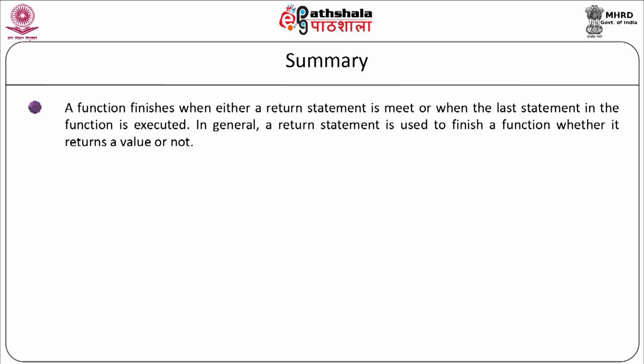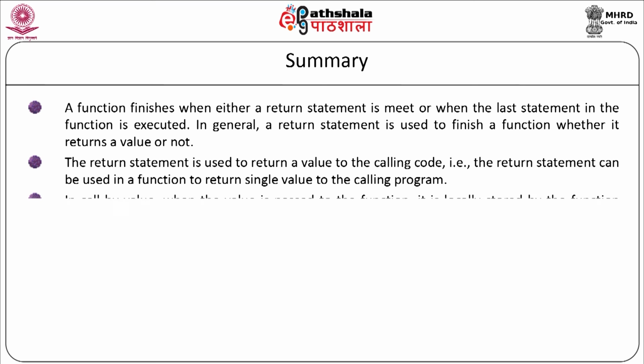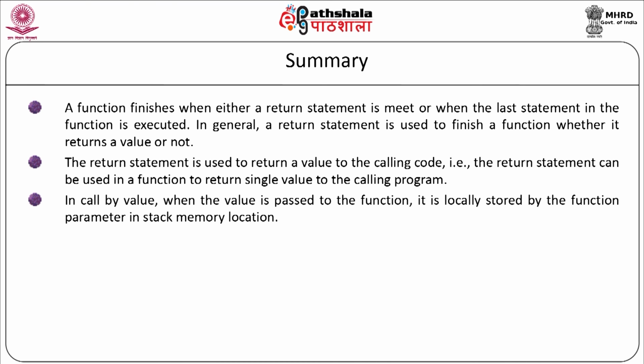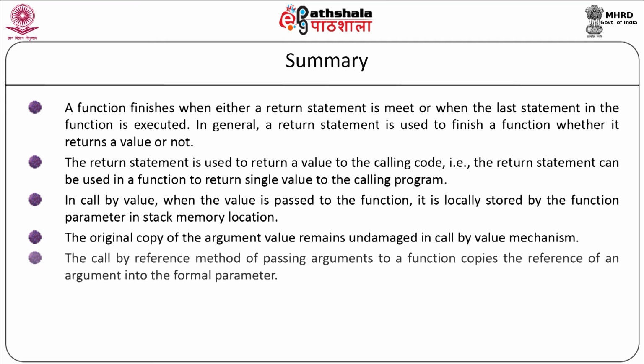A function finishes when either a return statement is met or when the last statement in the function is executed. The return statement is used to return the value to the calling code. In call by value, when the value is passed to the function, it is locally stored by the function parameter in a stack memory location. The original copy of the argument value remains unchanged in the call by value mechanism. The call by reference method of passing arguments to a function copies the reference to an argument into the formal parameter.